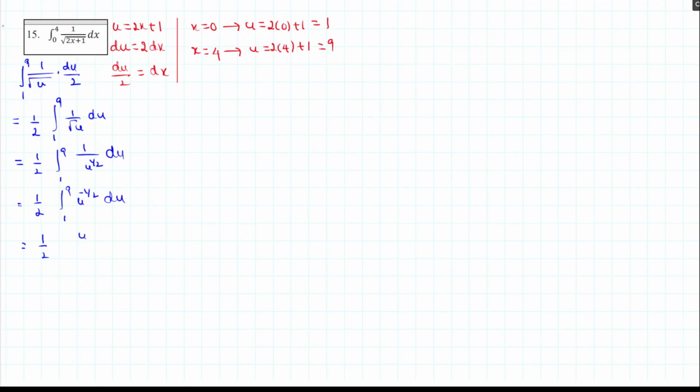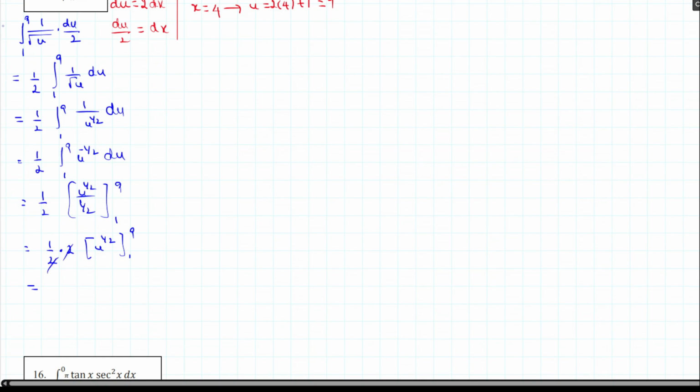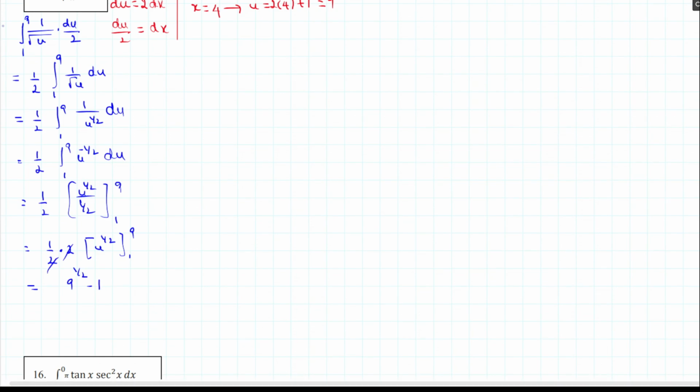Okay, let's write one step here. The integration of u power negative 1 half is u power negative 1 half plus 1, that is 1 half, over 1 half, and the limits are 1 to 9. So this becomes 1 half, and this 1 half becomes 2, times u power 1 half from 1 to 9, so the 2 gets cancelled. So u power 1 half is 9 power 1 half minus 1 power 1 half, which is 3 minus 1, which is 2. So therefore the definite integral is 2.